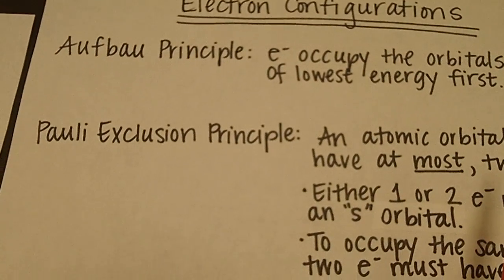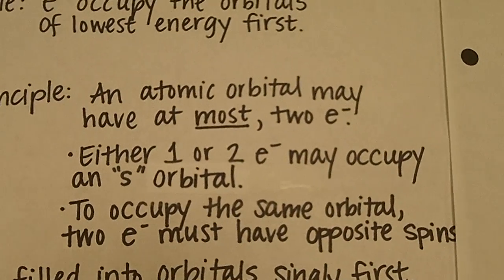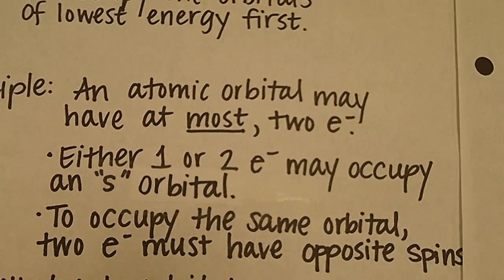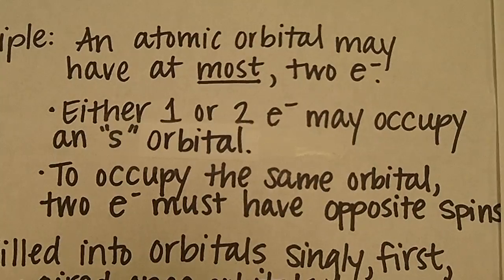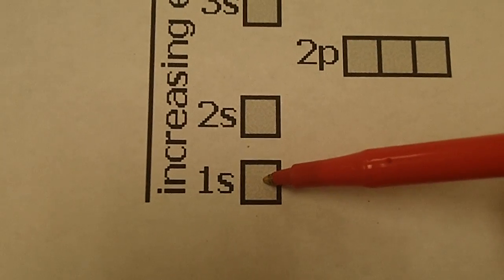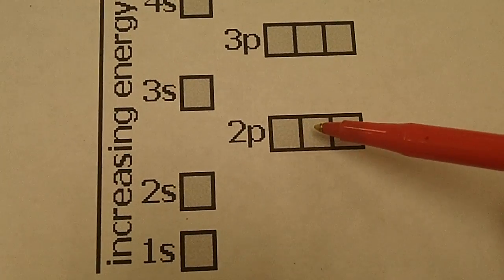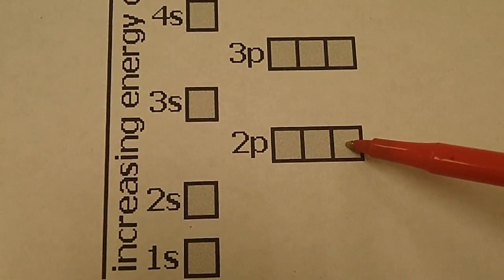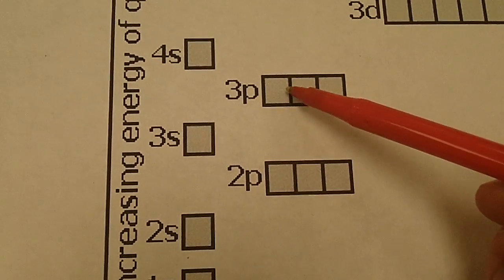The second principle is called the Pauli exclusion principle. And that states that an atomic orbital may have at most 2 electrons. Either 1 or 2 electrons may occupy an s orbital, and to occupy the same orbital, 2 electrons must have opposite spins. So again, looking at this, you would fill in 1 or 2 electrons in each of these boxes. Each of these boxes is an orbital, and so you would put 1 or 2 electrons at most in each of these orbitals.